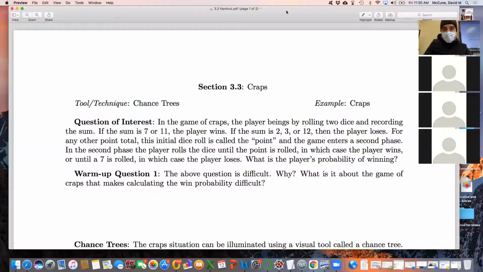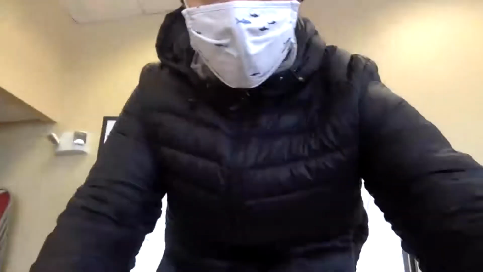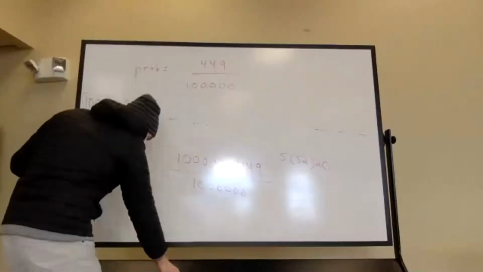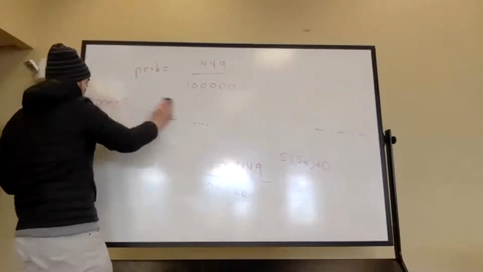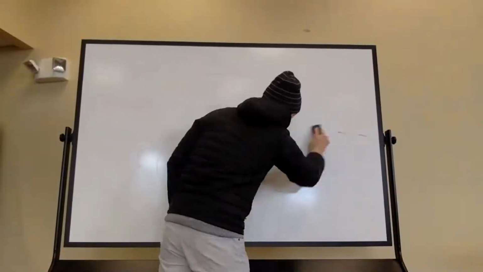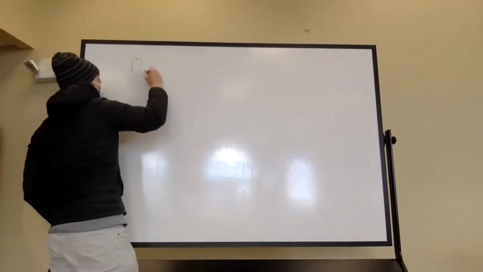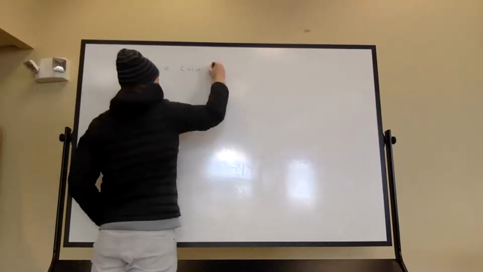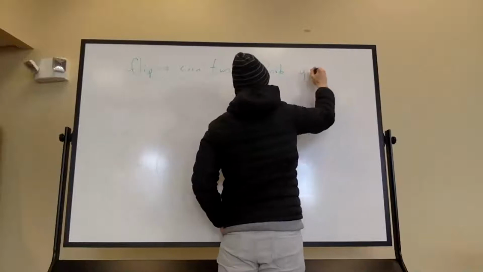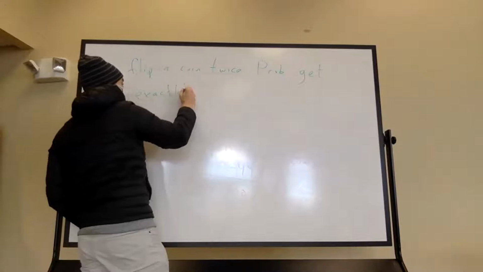Before we do that, let me show you what a chance tree would be introduced as if you took any probability or stats in high school. Let's forget about Craps for a second and focus on a much simpler problem. Here's a problem. You flip a coin twice. What's the probability you get exactly one head?